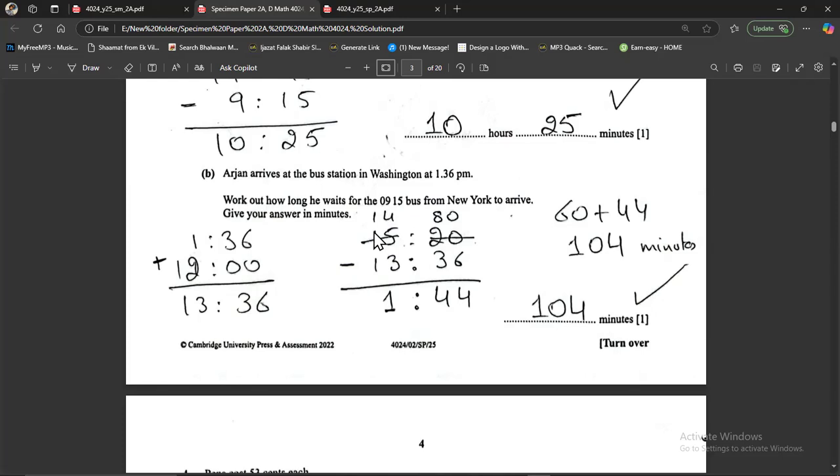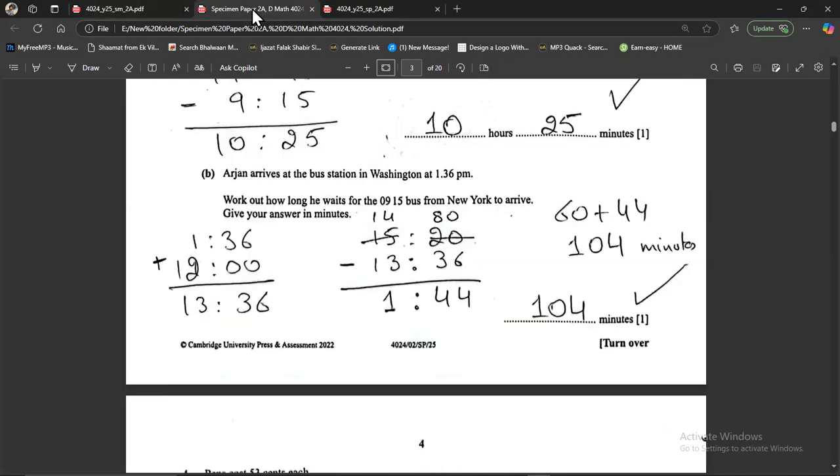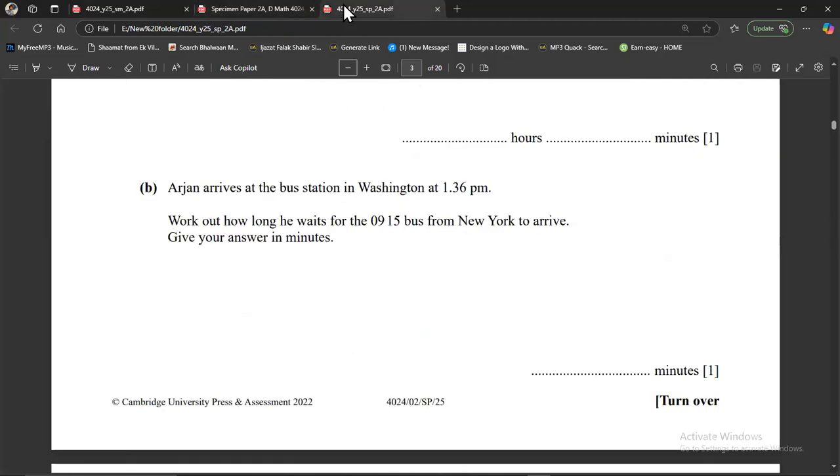From 14 hours, because you have given 1 hour, now there are 14 hours, subtract 13 hours, you get 1 hour. So how many minutes will he have to wait? 1 hour and 44 minutes. 1 hour means 60 minutes, so 60 plus 44, that's 104. So he has to wait 104 minutes. This is how this is done. I hope you understand.